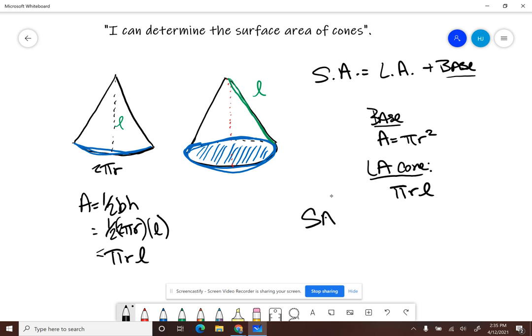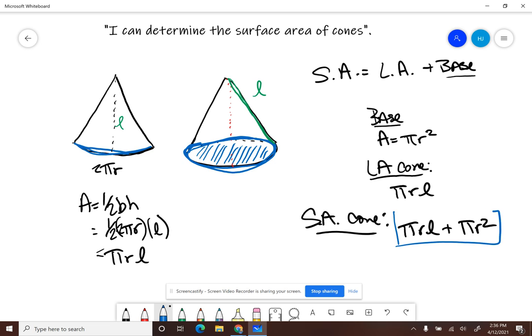So let's just sum up this formula here. The surface area of a cone is my lateral area plus my base. So my lateral area is pi r L, or pi times the radius times the slant height, plus pi r squared. Okay, so it looks very familiar, like the one that we had for a cylinder. But again, in this case, I don't have this extra base up here on top.